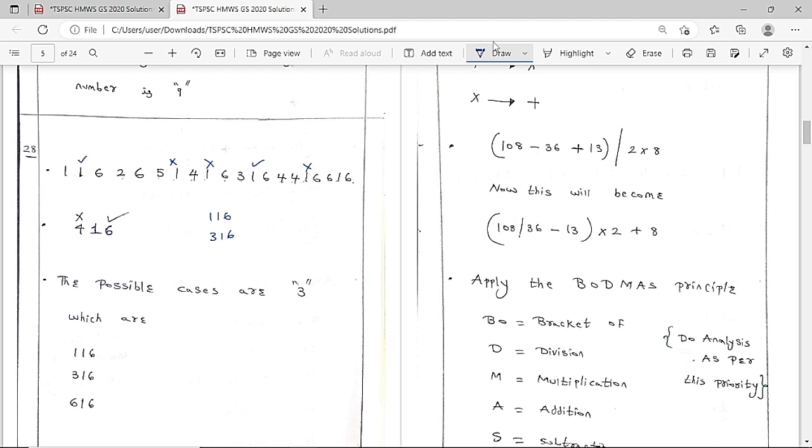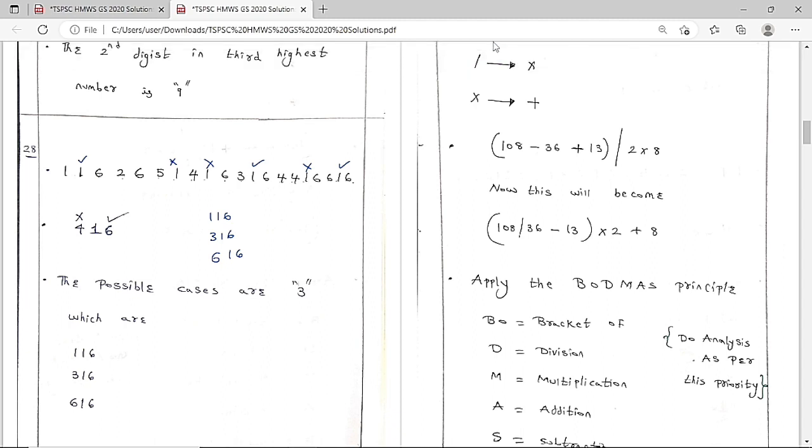Again, it is followed by 6 and it is preceded by 6, so it is not preceded by 4. Therefore, this is also true: 6, 1, 6. So only these three cases are possible. Finally, these three possible cases are present in which the ones are followed by 6 and not preceded by 4. So this is the correct solution of this question.